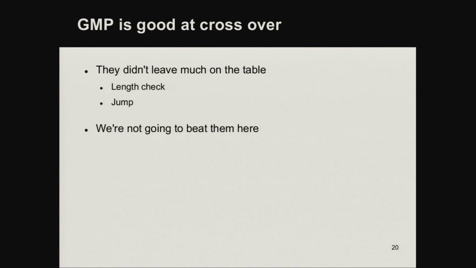So GMP is good at crossover. They didn't leave very much on the table. They do a length check, they jump. We're not going to beat them here. And this is kind of the first part that will come up in any optimization process: you have an idea, you try it, it turns out it doesn't really work. So do you give up or do you keep trying?